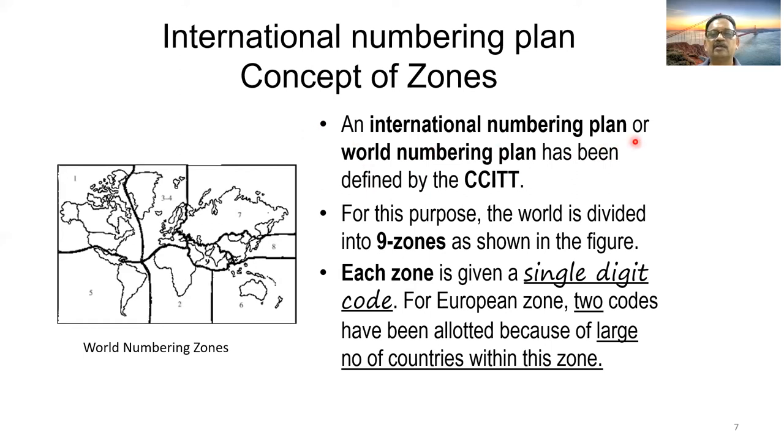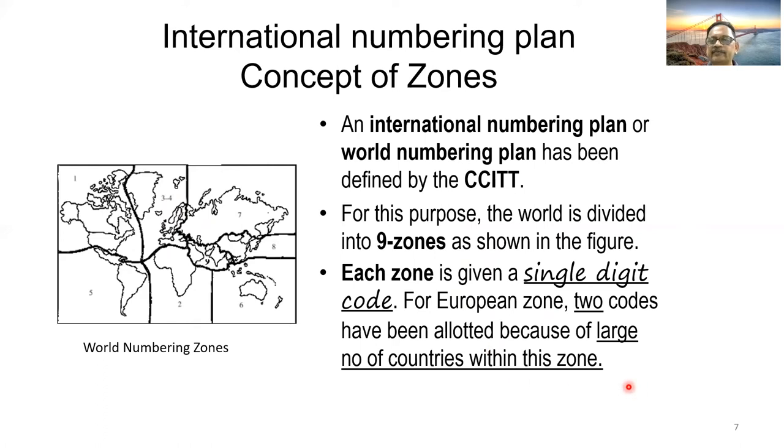An international numbering plan or world numbering plan has been defined by the CCITT. So the international numbering plan, also known as world numbering plan, has been defined by the CCITT, that is ITU, the present International Telecom Union. For this purpose, the world is divided into 9 zones, as shown in the figure, which we have just discussed. Each zone is given a single digit code. For the European zone, 2 codes have been allotted because of the large number of countries within this zone.